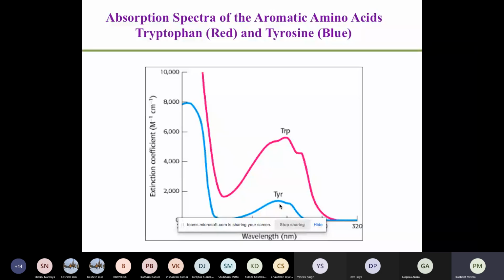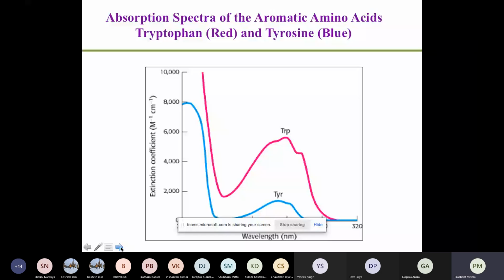Okay. So what I'm saying is that because tyrosine and tryptophan, which are a part of your protein structure, absorb at 280 very specifically, when you take a protein solution, it also absorbs at 280 nanometers.